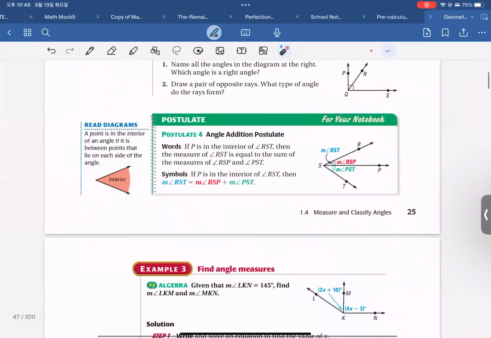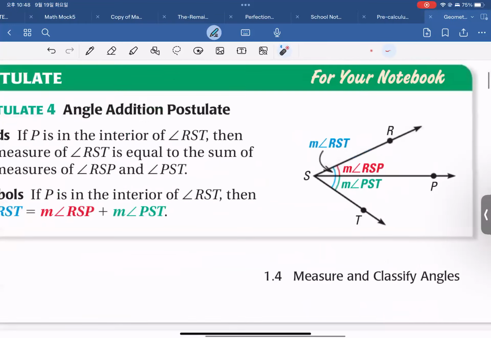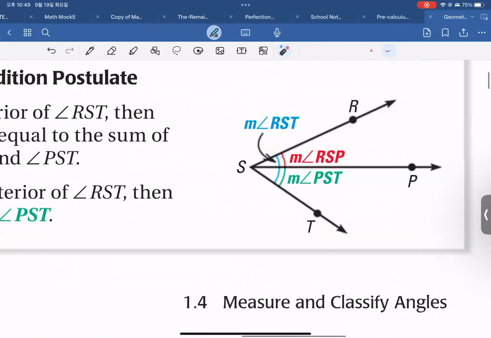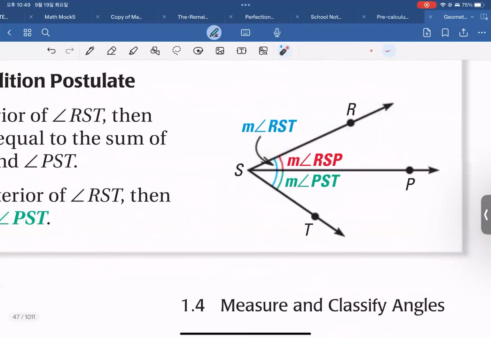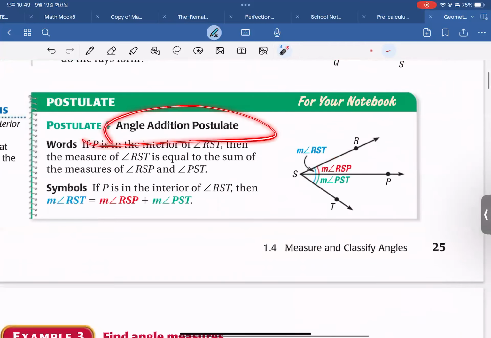Let's move on to our fourth postulate, the angle addition postulate. You already learned about the segment addition postulate, so I think this would be pretty similar for you. It applies basically the same principles. The only difference is that here you're adding angle measures instead of segment measures. So whatever value here plus here would lead to this value. It's basically what the angle addition postulate is saying.